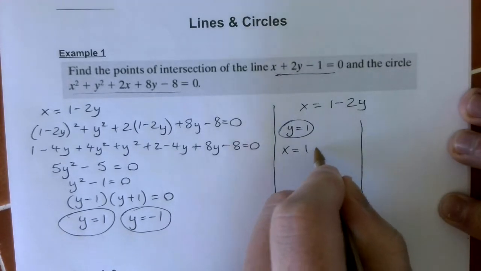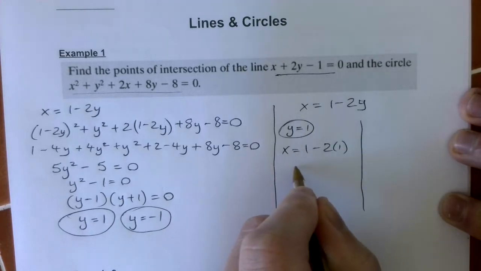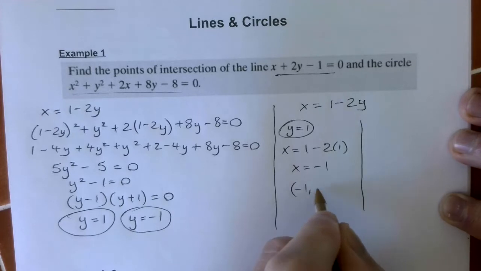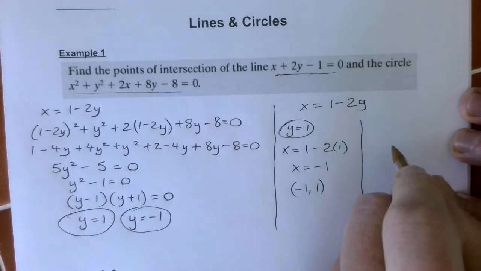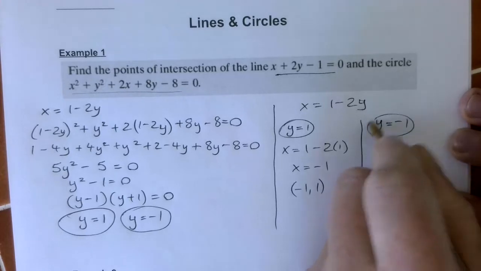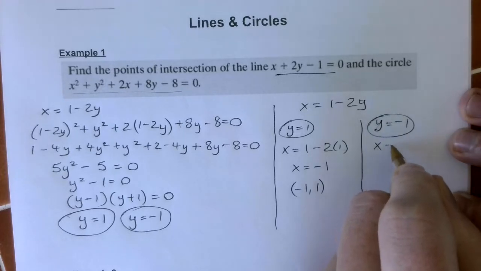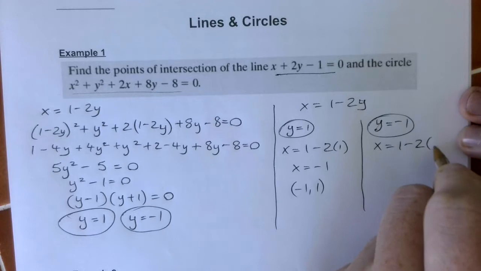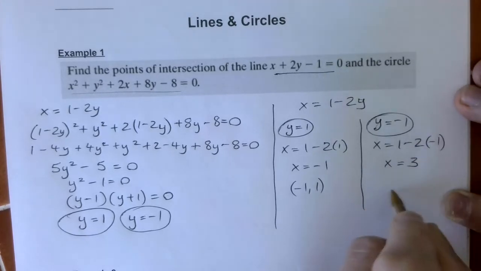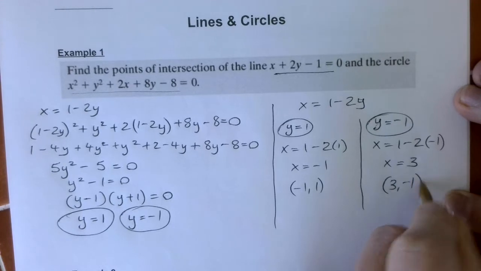x is equal to 1 minus 2 by 1. So x is equal to minus 1. Our point here is minus 1, 1. And then the second one is when y is equal to minus 1. Sub it back in. And our other value is equal to 3. So our point is 3, minus 1.